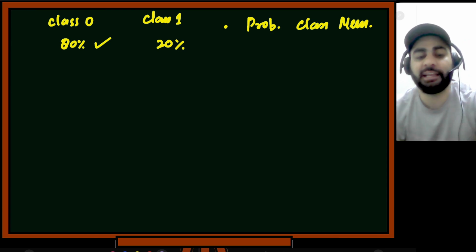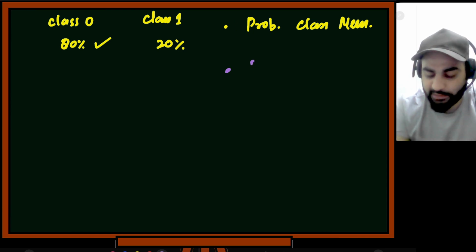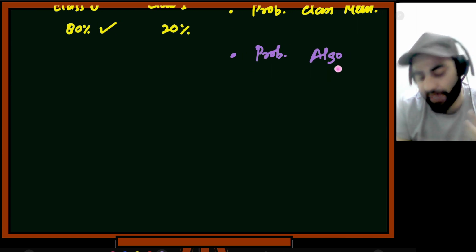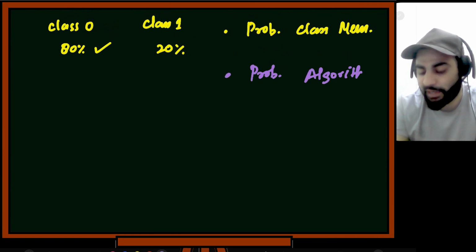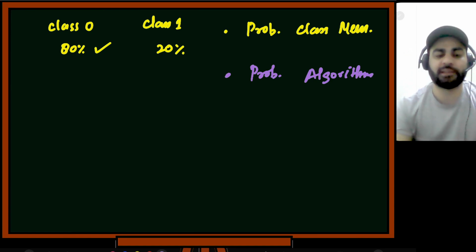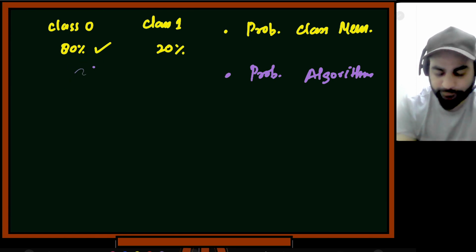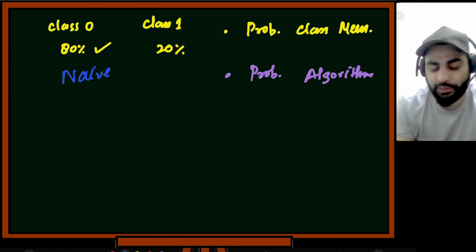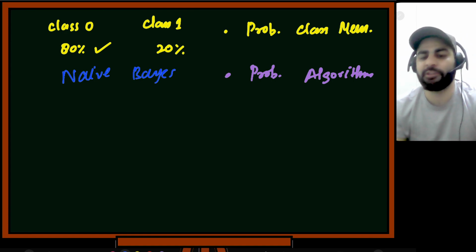The second thing: some algorithms are inherently probabilistic. They are based on probability itself. For example, we have an algorithm called Naive Bayes. Sorry for the spelling mistake. So I'll change the color. The Naive Bayes algorithm itself is based on probability.